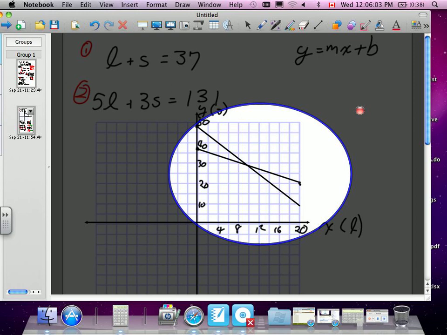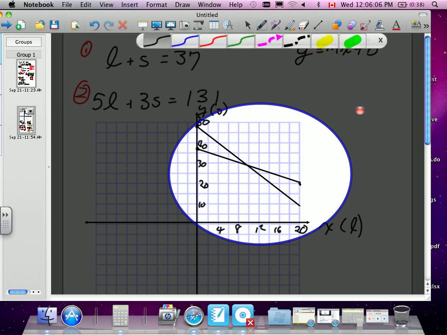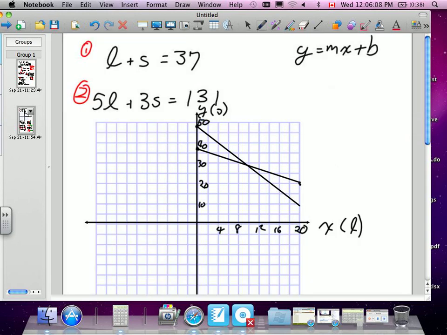We know by our elimination before, we knew that our numbers were going to be L was 10 and S was 27. But because our graph was not large in scale enough to be accurate, it can be very hard to tell. Those could be 9, it could be 29. I'm not 100% sure. That's why using substitution and elimination is usually a more accurate way of solving linear systems.